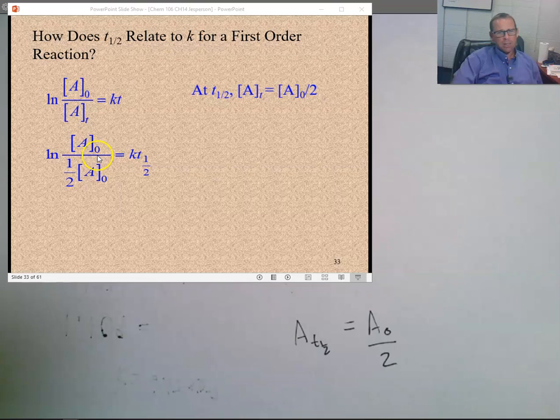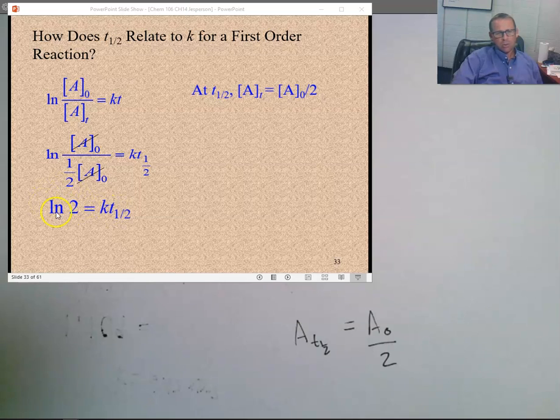let's talk about why this happened. Here is the initial concentration, and down here is the initial concentration cut in half. And if you put this divided by this, it's basically multiplying by 2, right? So the natural log of 2, because these drop out, will always equal K times your half-life.